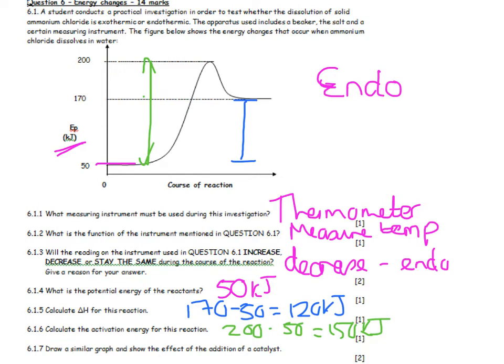Draw a similar graph to show the effect of the addition of a catalyst to this. So we now need to just bring, let's try it like that, like that. So your energy hump is lower. What's important is that the reactant's energy is the same and the product's energy is the same. It's just that this energy hump is lower.